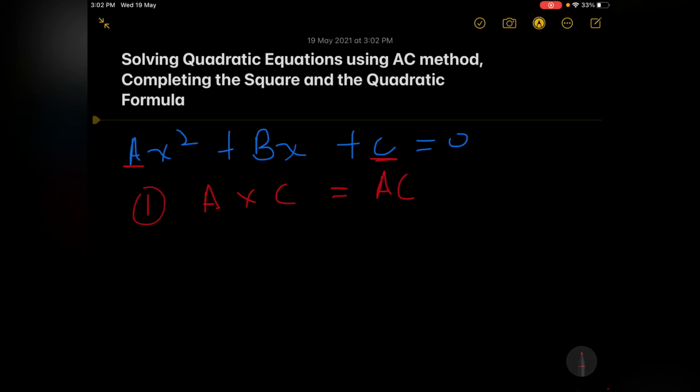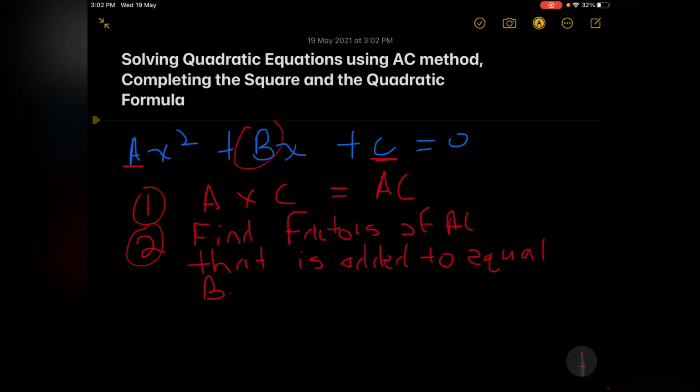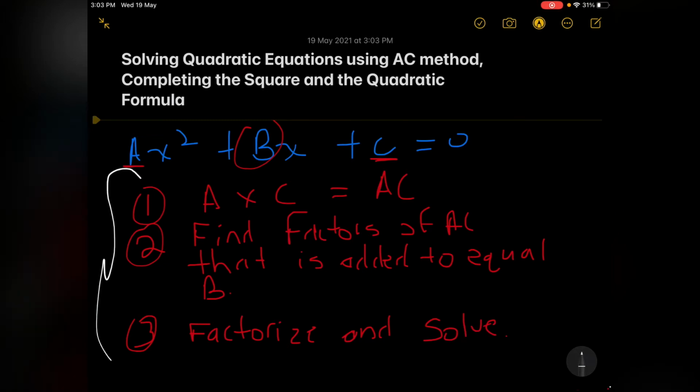For our second step, we want to find factors of AC that when added is equal to b. And for our third step, we factorize and solve for x. And this is all we need to do to solve a quadratic equation. So now let's take a look at an example.